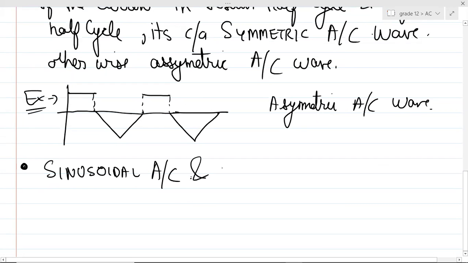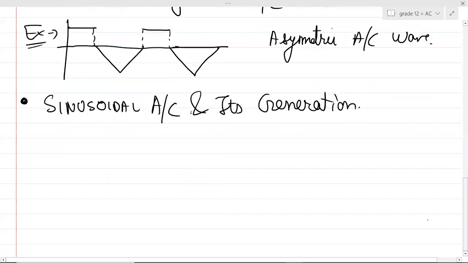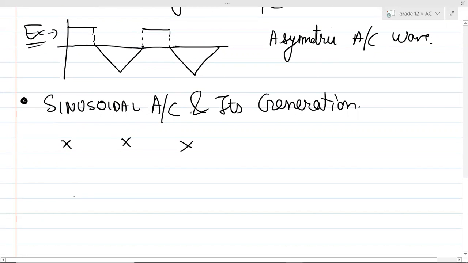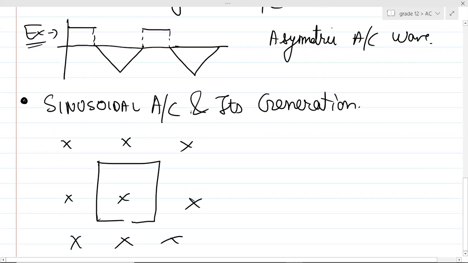Sinusoidal AC and its generation. How exactly is this sinusoidal AC generated? Do you remember this thing, guys? When you had a uniform magnetic field in space, and let's say I have a current carrying loop, okay? What will happen if I start rotating this loop? Do you remember? Okay, when this loop starts rotating, what happens?